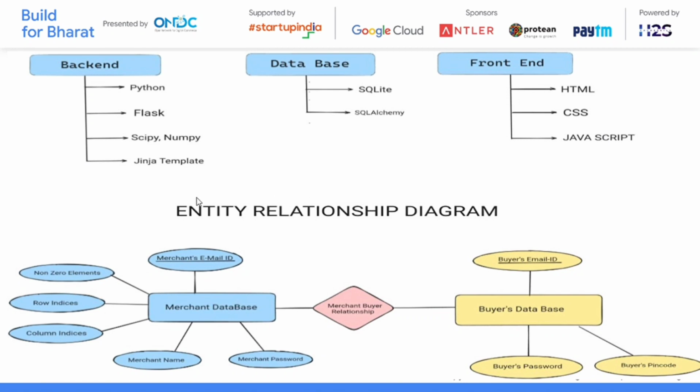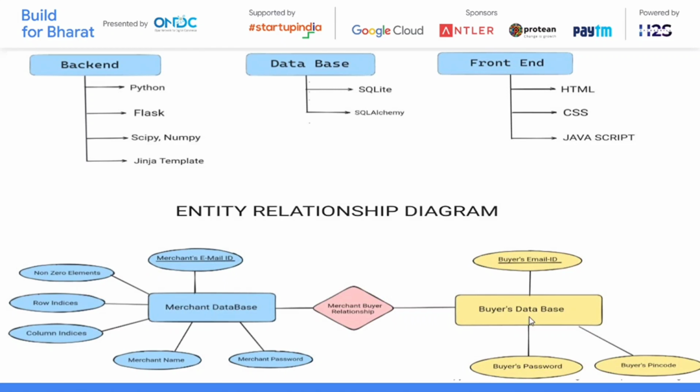And finally, talking about the entity relationship diagram, we have two separate entities, the merchant database and the buyer's database, having a connection between them, the merchant buyer relationship. Now the merchant database has various attributes, starting with the merchant's email ID, which is a primary key. Then we have merchant's name and merchant's password, which are entered by the merchant. And then there are three other attributes: the non-zero elements of the merchant's pin code, the row indices of the non-zero elements, and the column indices of the non-zero elements.